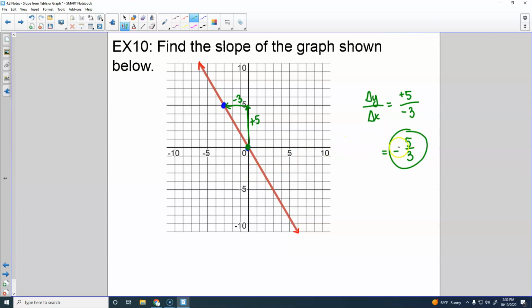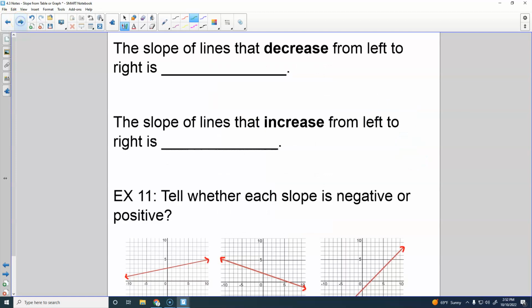The negative right here, you can put it in the top or the bottom, but it's most common to see it written out front right here. Okay, questions? All right, let's see if we can finish this up pretty quick.